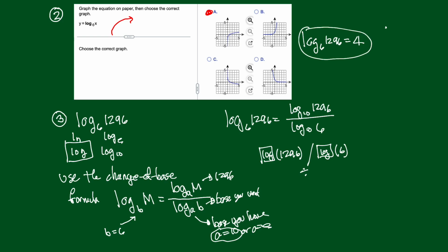Now, here's what that means. Keep in mind the logarithm is the exponent. So the exponent is 4, but exponents go on bases. And the base here is 6. So if I write 6, put on that exponent 4, I should get 1296, and sure enough we do. It checks.